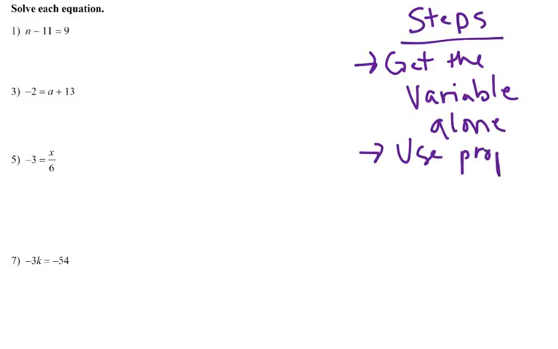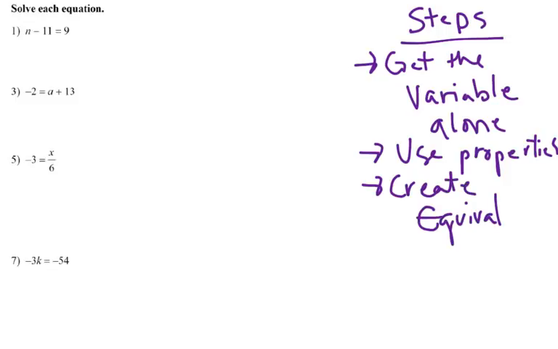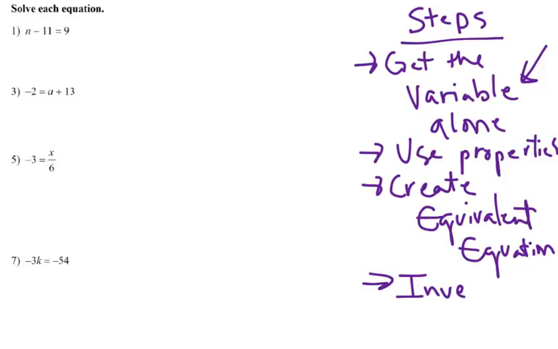So addition, subtraction, properties of equality, multiplication, division, distribution, substitution. We're going to use all of those properties to be able to create equivalent equations which will then finally lead us to the point where we get that variable all by itself. And to create those equivalent equations, we're thinking inverses.